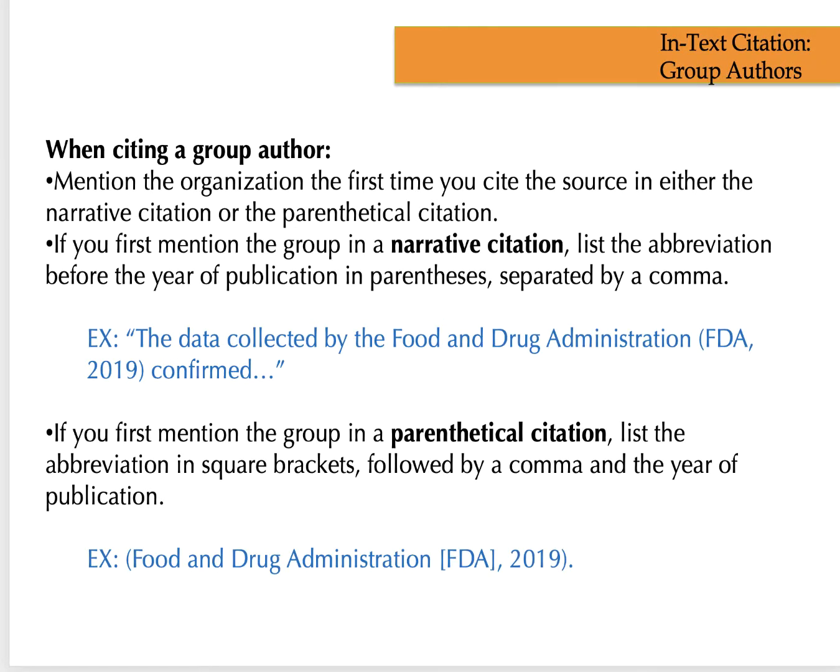So when citing a group author, again, I'm just reading off from here, mention the organization. Only the first time that you use it, you're actually going to mention the organization in full, say for example, the Food and Drug Administration. And then after that, you're going to use an abbreviation, FDA. There's a little difference there between narrative and parenthetical. With narrative, you just put FDA, comma, 2019. But with parenthetical, you have to use square brackets on it, which is interesting.